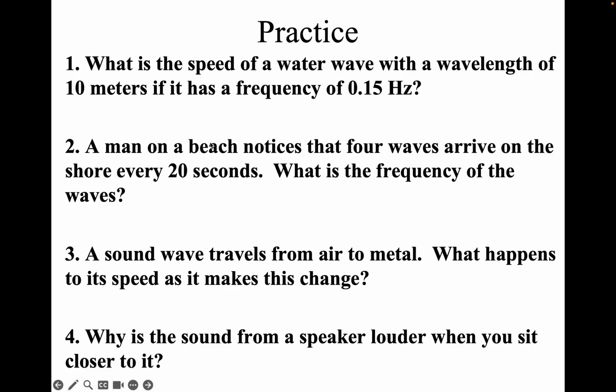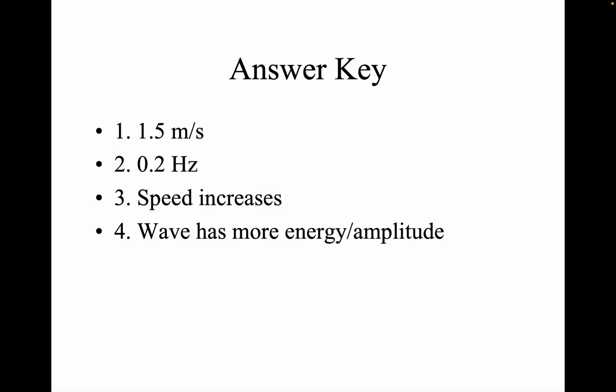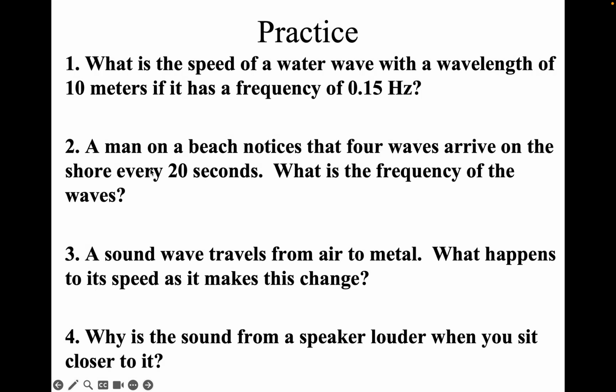Next. A man on a beach notices that 4 waves arrive on the shore every 20 seconds, and he wants to know the frequency of these waves. So 4 waves every 20 seconds tells me that there's 1 wave every 5 seconds. So 1 over 5 seconds is 0.2, and that is 0.2 hertz as my frequency. So these waves repeat once every 5 seconds. 1 over 5 is 0.2.